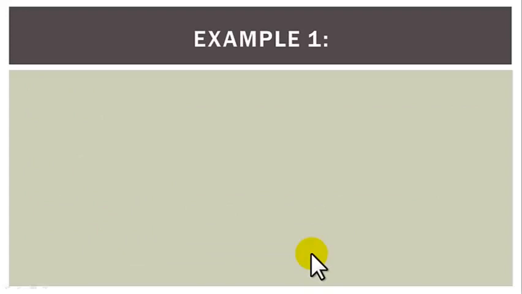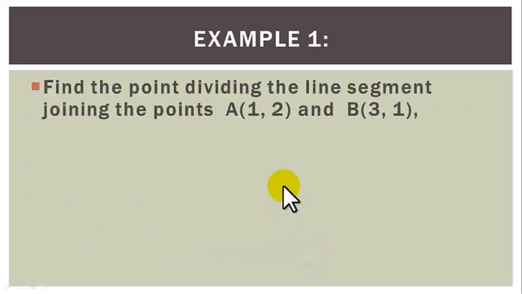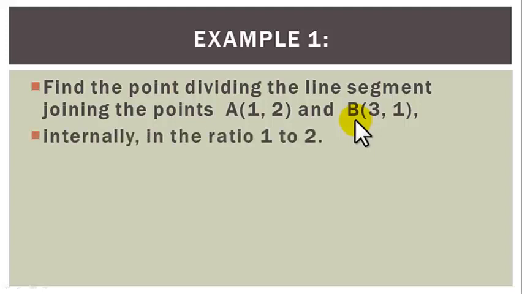Example 1. Find a point dividing the line segment joining the two points A(1, 2) and B(3, 1) internally in the ratio 1 to 2.